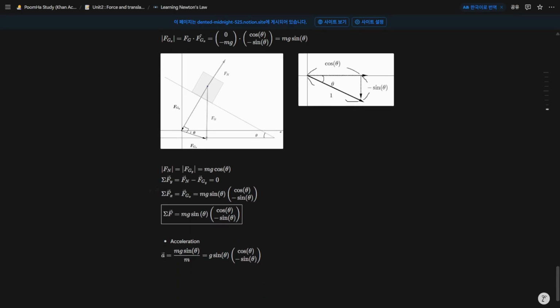The normal force magnitude equals the gravity force y-axis magnitude. The net force y-axis of the box is 0. The net force x-axis is Fgx. Therefore, the net force magnitude of the box is mg sine theta. Direction is cosine theta, minus sine theta in the xy coordinate system. By Newton's second law, the acceleration's magnitude is g sine theta.